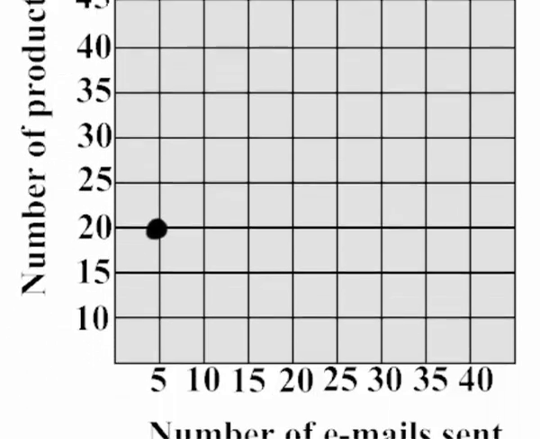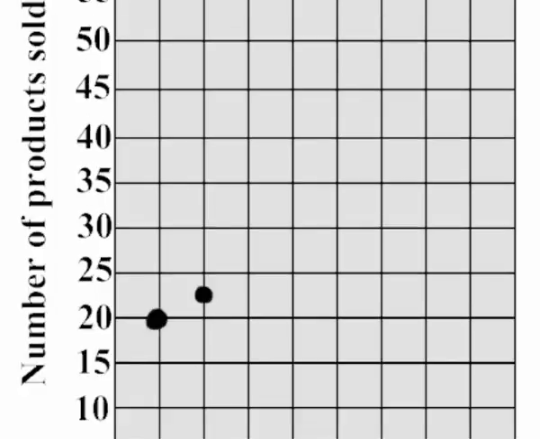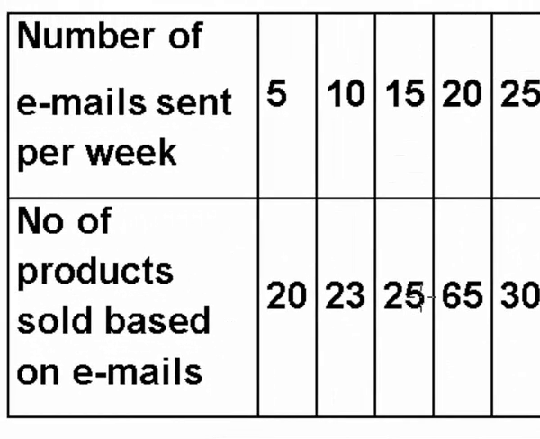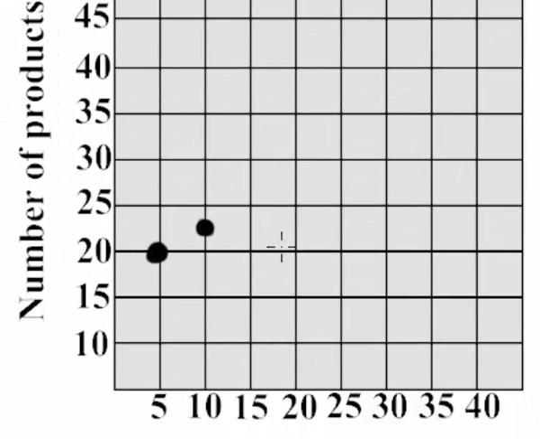So it's 10, 23. So we go up here, 1, 2, 3. It's about there. Okay, let's put a little dot there. Okay, what about the 15 emails? Well, for 15 emails, based on those 15 emails in that third week, 25 products were sold. So it's looking good. So 15 goes with 25. So it looks like it's a straight line.